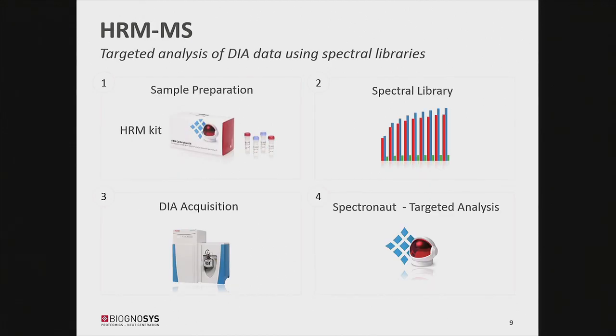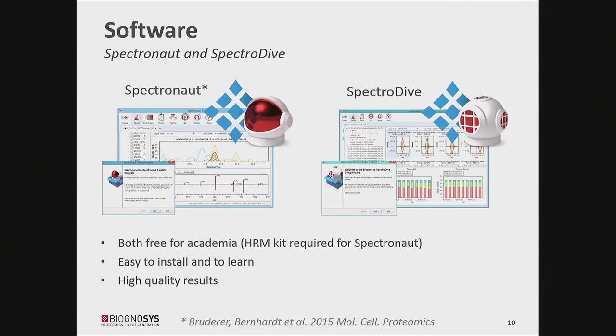Just quickly, I want to introduce a term that we use at Biognosys. It's basically how we term our workflow, HRM-MS, and there are a couple of ingredients there, so we always use this HRM kit. The iRT kit is an ingredient of the HRM kit. Then we use spectral libraries, like has been published by Gillet et al. And we acquire the data on a QExactive, so we have a QExactive in our laboratory, and we analyze the data with Spectronaut using targeted analysis.